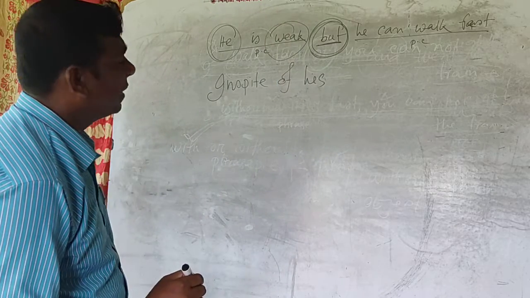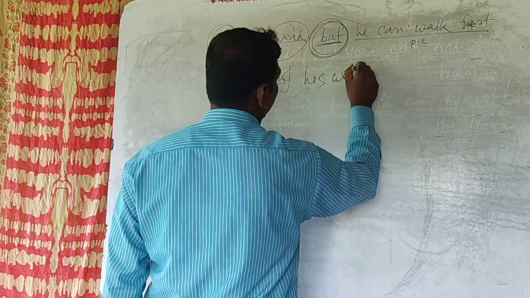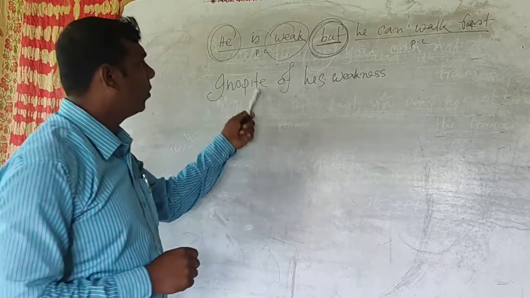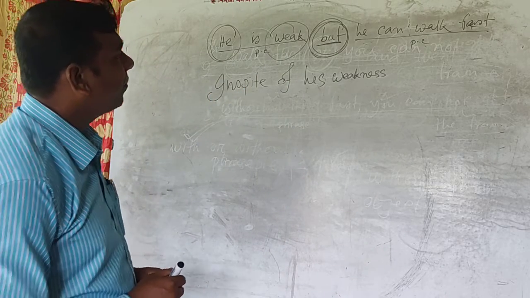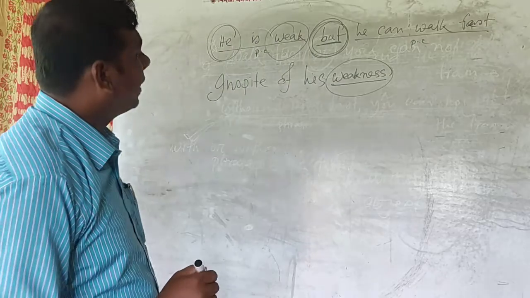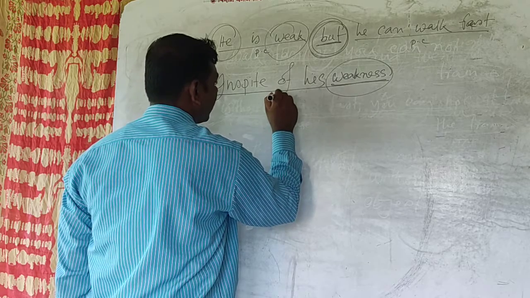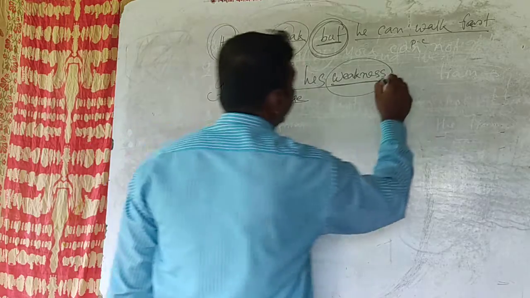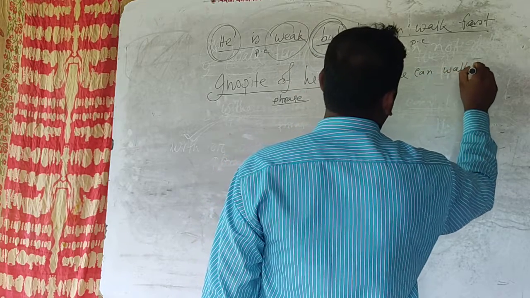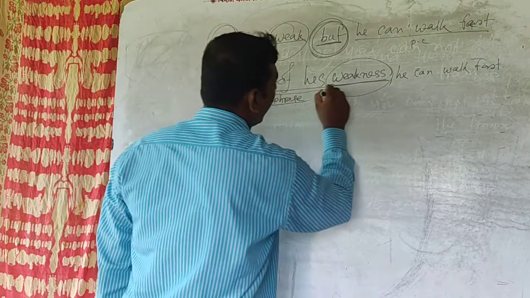But when we make a simple sentence, it becomes weakness. When we change compound to simple, the adjective form will be noun form instead of adjective. So, in spite of his weakness is a phrase. He is a subject. Can walk fast. He can walk fast. In spite of his weakness is a phrase.